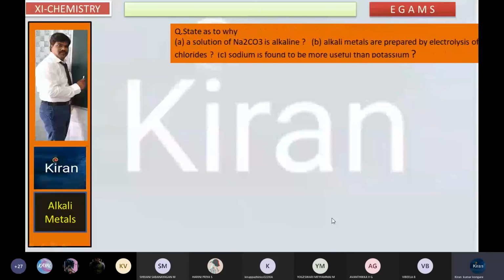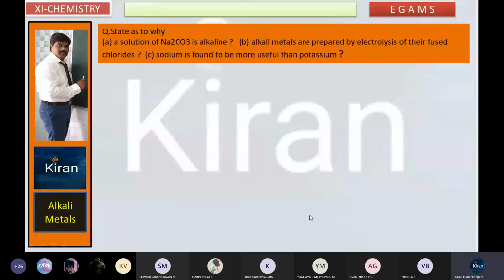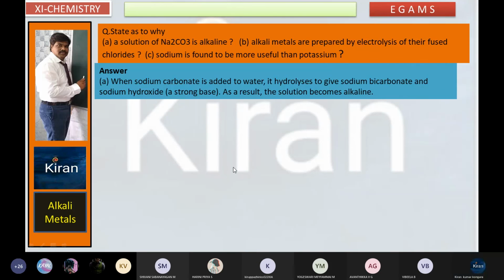State as to why. One more question. A. A solution of sodium carbonate is alkaline. B. Alkali metals are prepared by electrolysis of their fused chlorides. C. Sodium is found to be more useful than potassium. So this question we'll see in the next class.